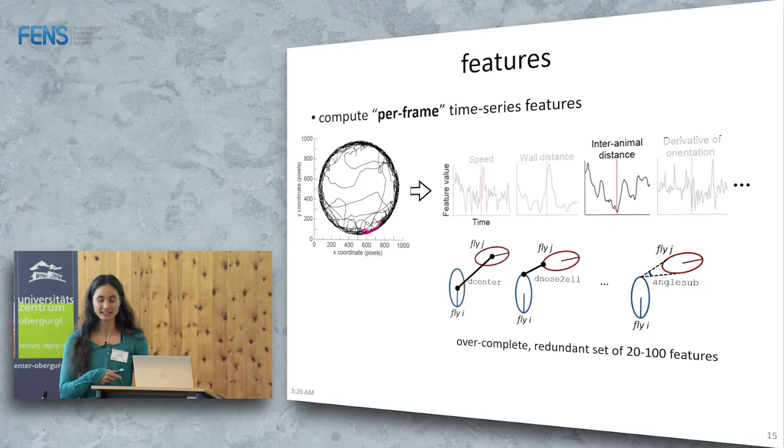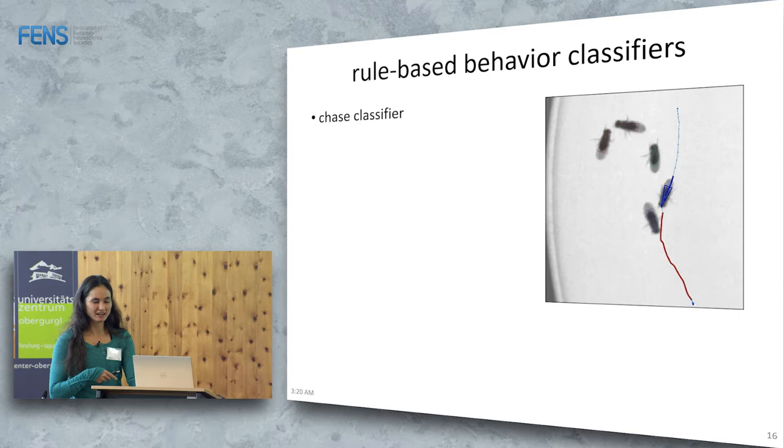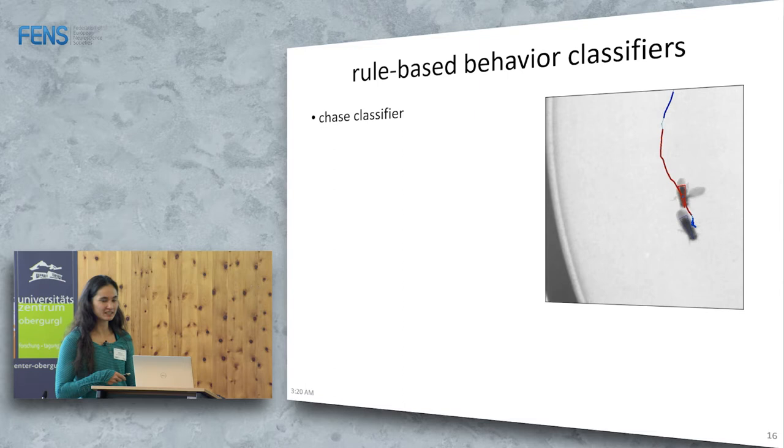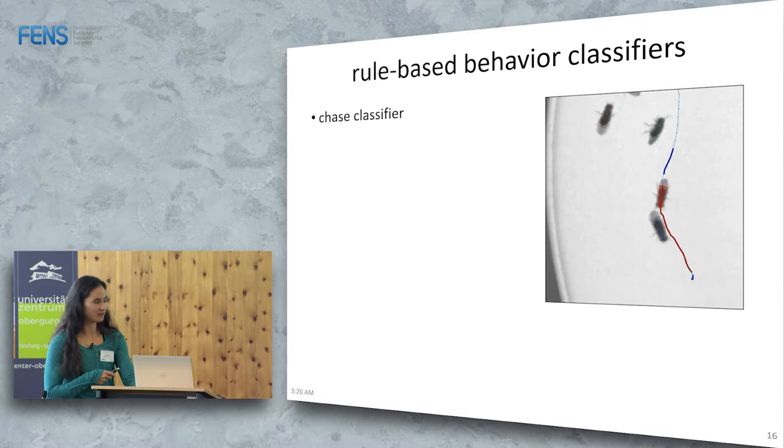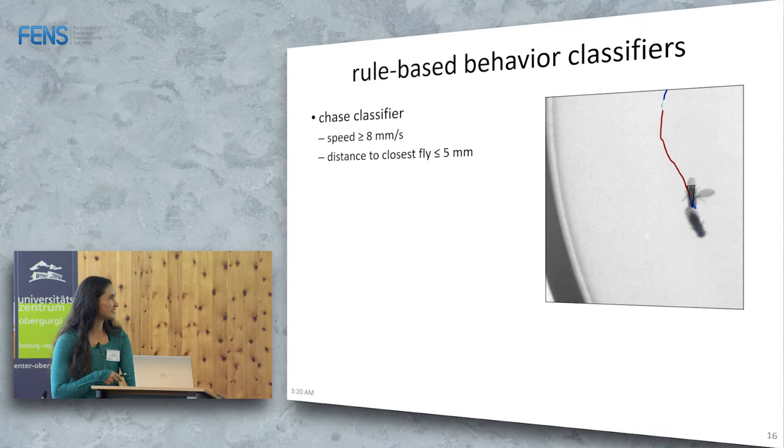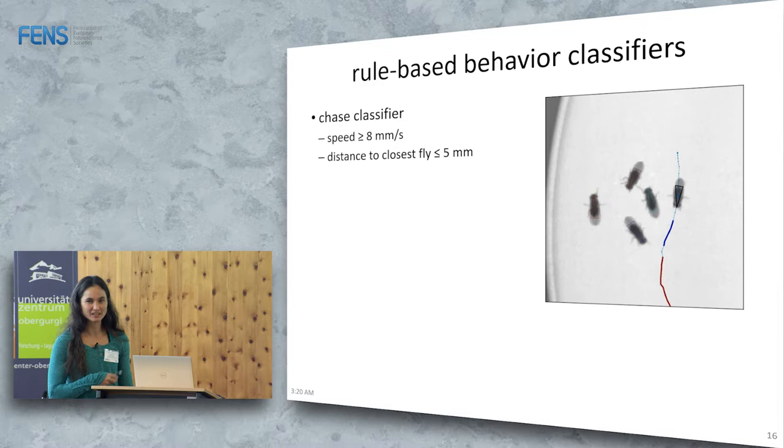OK, so what people have been doing for a long time was doing this kind of semi-automatically. So if you were trying to make a rule-based classifier, if you wanted to use those features, how would you define a chase? You might say, OK, well, the fly needs to be moving for it to be a chase. So maybe I'll say that the fly has to be going at more than 8 millimeters per second. And it needs to be near another fly, right? So I'll say that the distance to the closest fly has to be less than 5 millimeters. And this turns out to be a pretty hard thing to do very accurately.